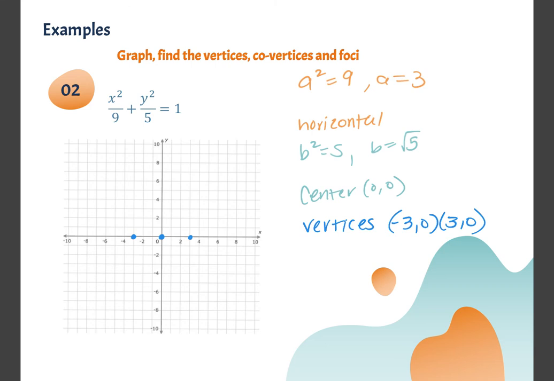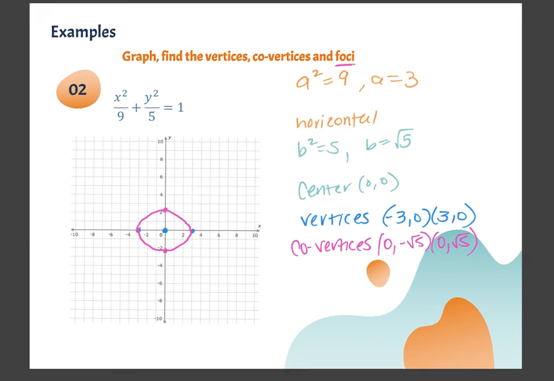My B is square root of 5, so we're going to approximate it as just bigger than square root 4, right? So just past 2 when we graph it. But when we write it, we're going to keep it exact, which would be 0, negative root 5, and 0, positive root 5. I can already draw my ellipse. Last thing I have to find is the foci.